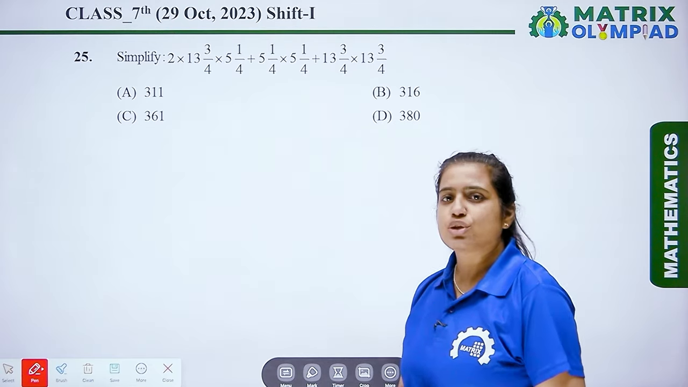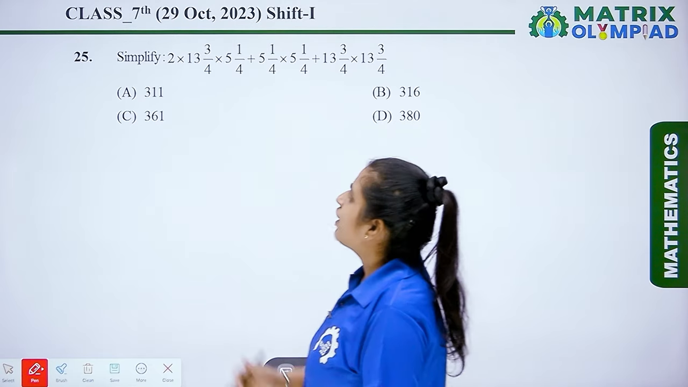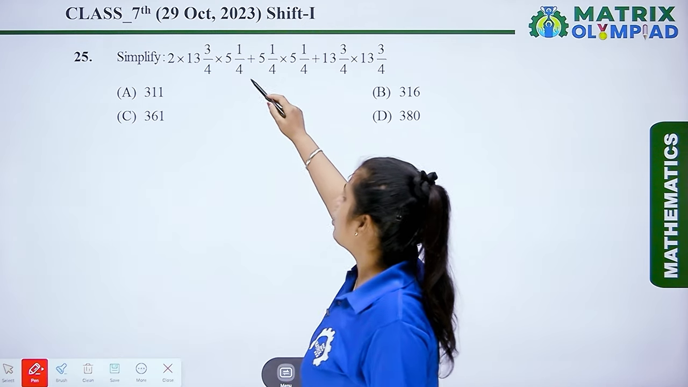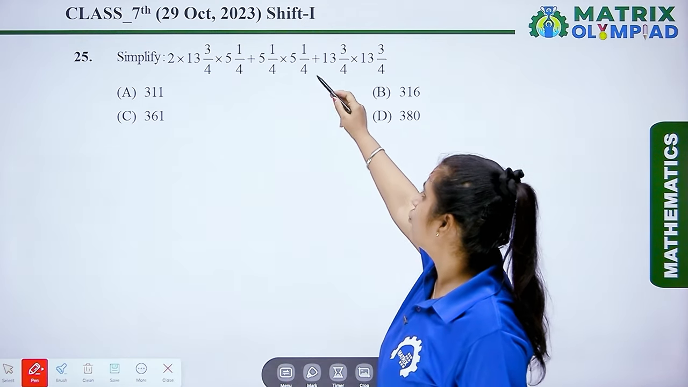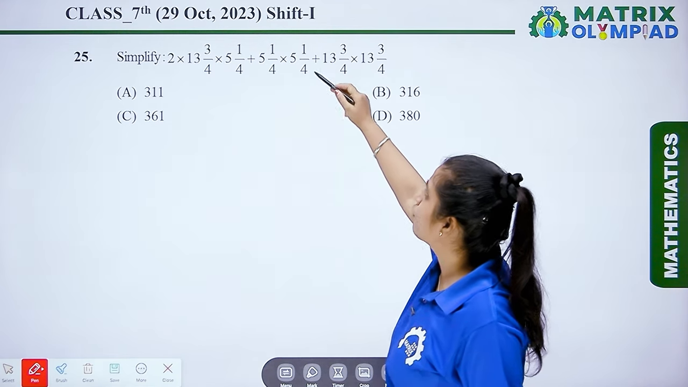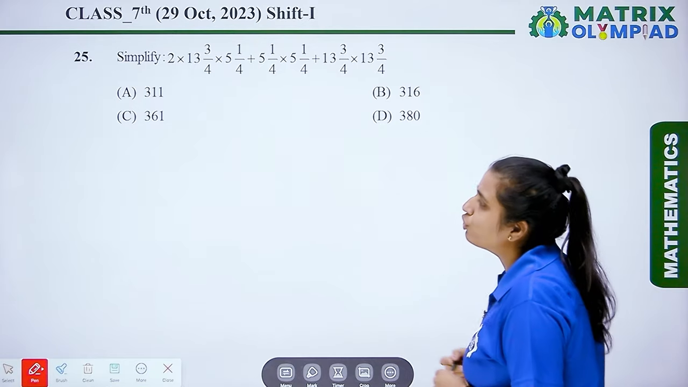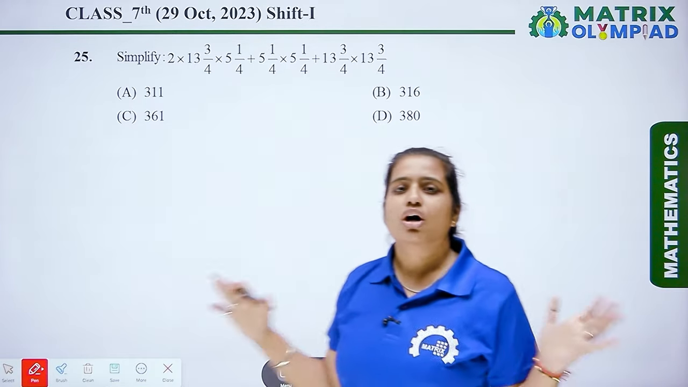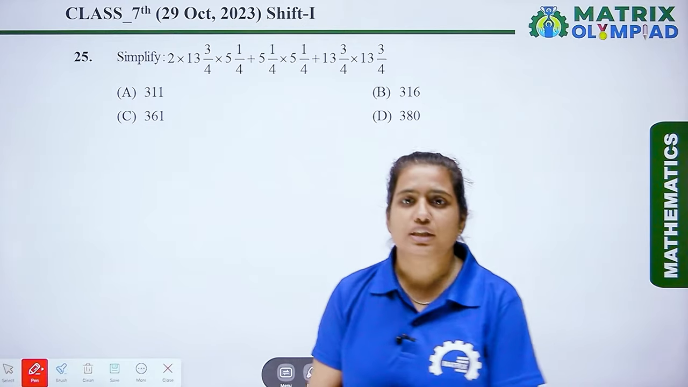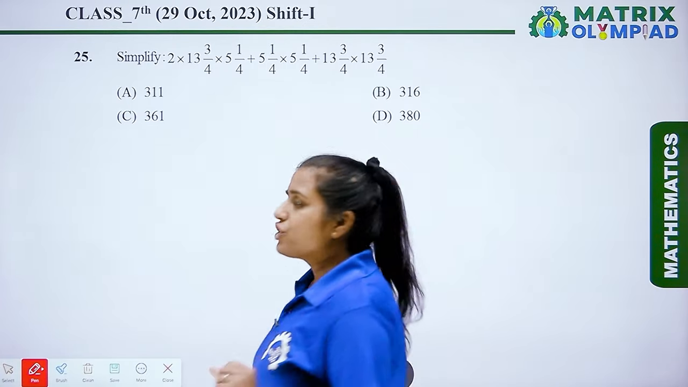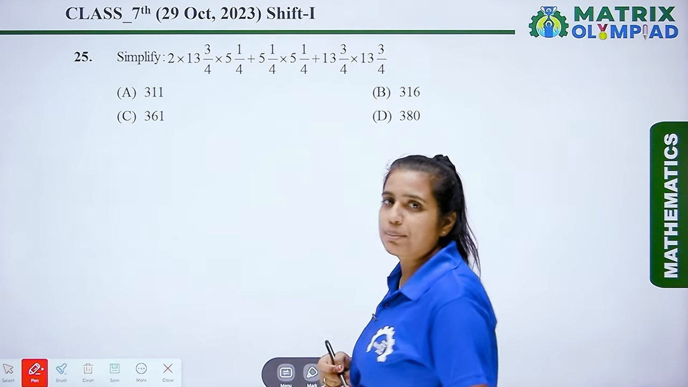Now the next one is question number 25. Simplify 2 multiplied by 13, 3 upon 4 multiplied by 5, 1 upon 4 plus 5, 1 upon 4 multiplied by 5, 1 upon 4 plus 13, 3 upon 4 multiplied by 13, 3 upon 4. So here this is a long simplification which will consume our time. So what we are going to do, we will first check which number is repeating here.